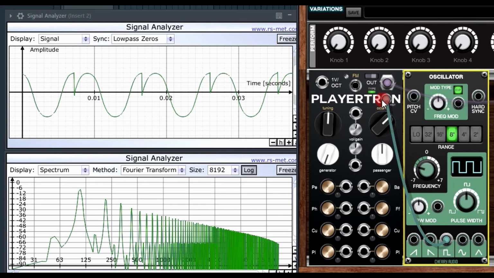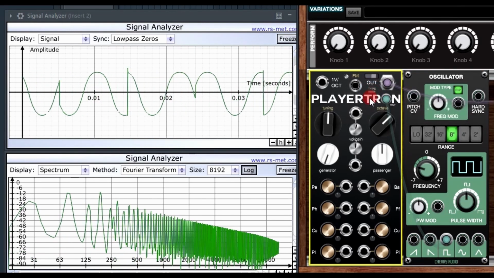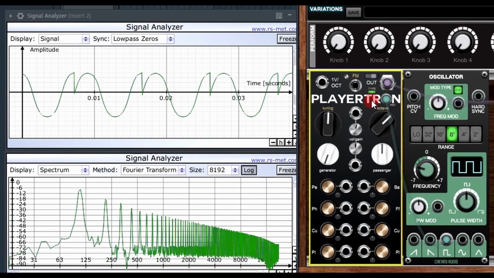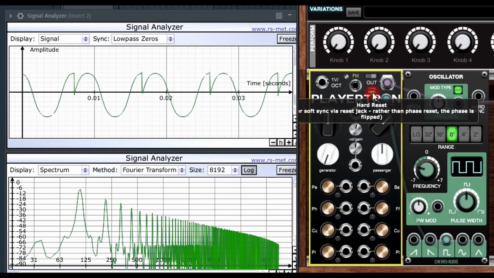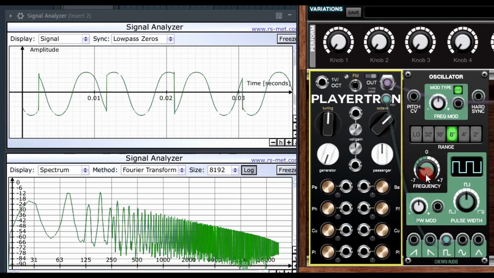One method resets the phase of the wave to 0 degrees, back to the beginning, at each incoming positive CV signal, and the other flips the wave around, and I switch between these two methods by pushing this nice green little type button. Let me do so. So this is the reset, back to the beginning. And this is the flipping of the wave.